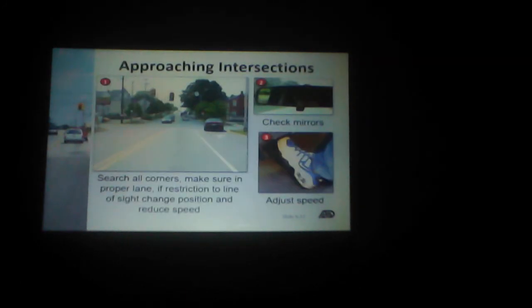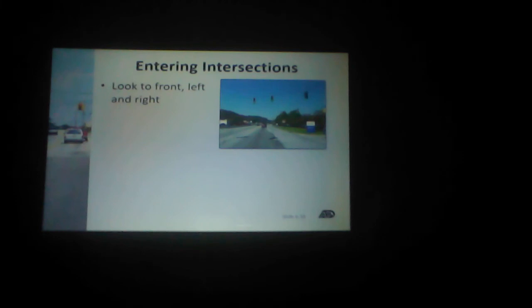Approaching an intersection. As I just mentioned, intersections are dangerous. Search all the corners. Make sure you're in the proper lane. Check your mirrors. Adjust your speed. Start slowing down. When entering an intersection, look to the front, to the left, to the right. Check traffic and count to 3. I kind of disagree with this a little bit. I do agree with checking traffic. If you're at a stoplight or even a stop sign, I would check traffic. If you're at a stoplight and your side's red and it just turns green, still check traffic. Still look. I'm not telling you not to.